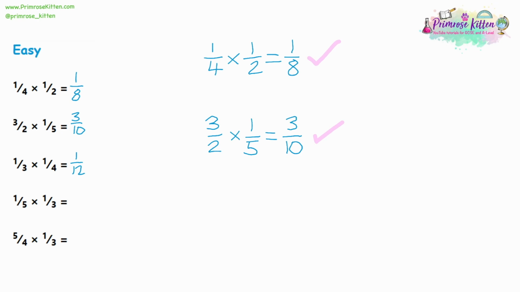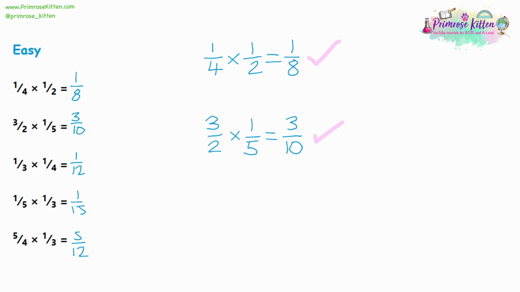That's it. Question 4. 1/5 times 1/3. So again, numerators. 1 times 1 is 1. And denominators. 5 times 3 is 15. Then on to question 5. 5/4 multiplied by 1/3. So again, numerators. 5 times 1 is 5. And then denominators. 4 times 3 is 12. And again, you can't stress how easy this is.